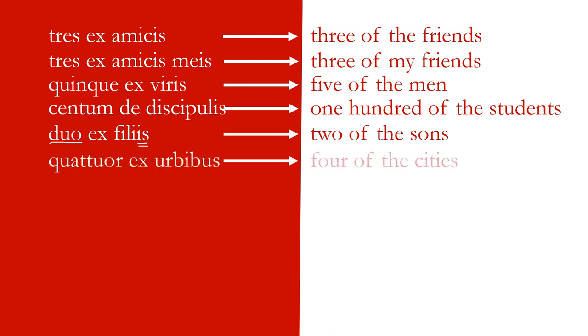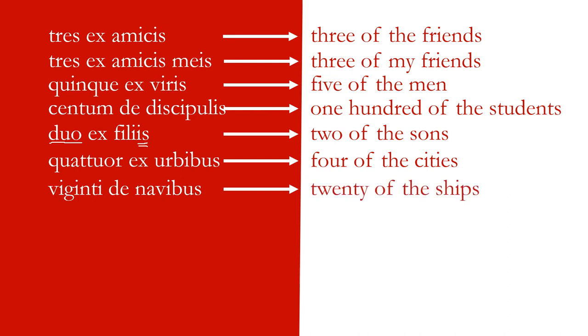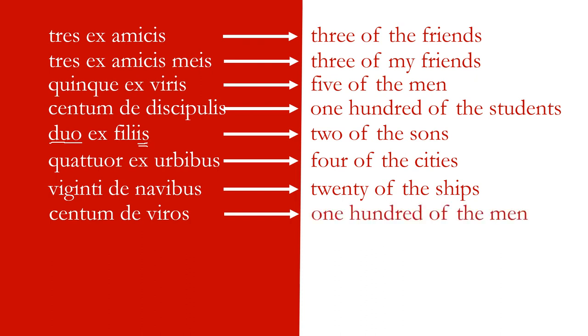Quattuor ex urbibus, four of the cities. Viginti de navibus, 20 of the ships. Centum de viris, 100 of the men.